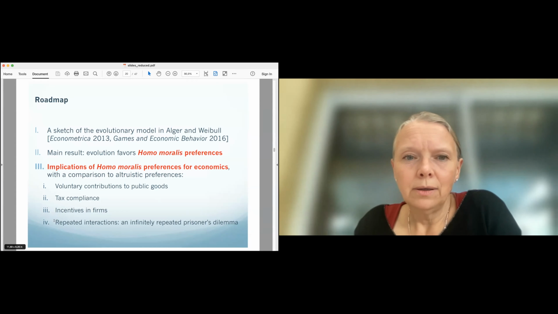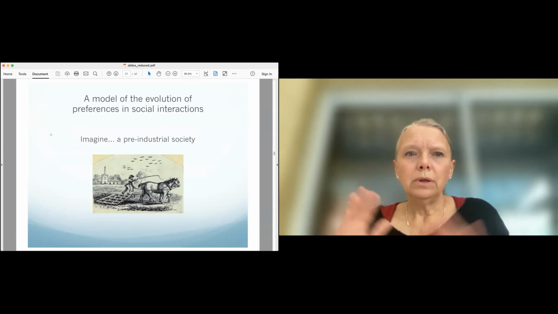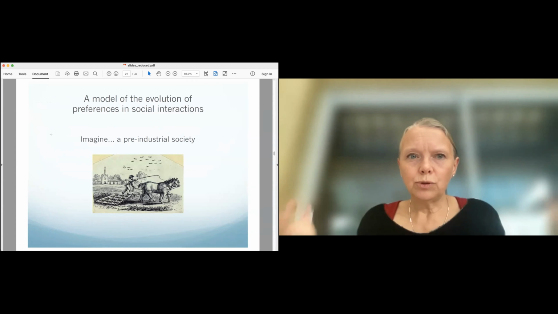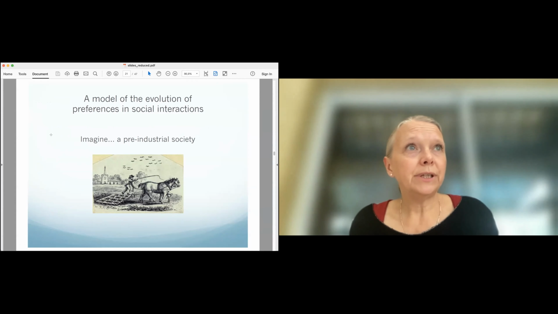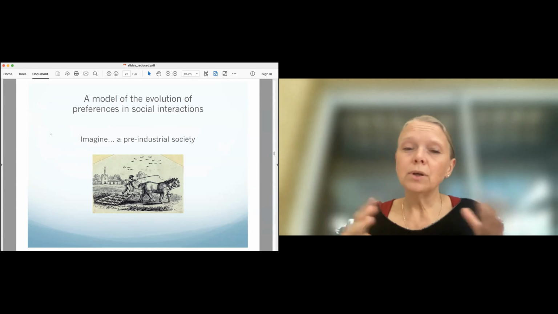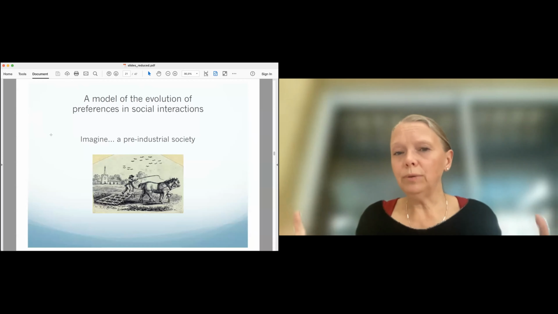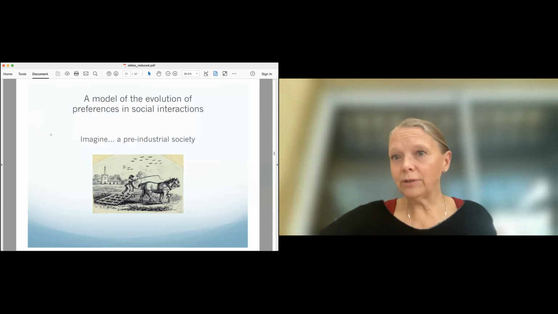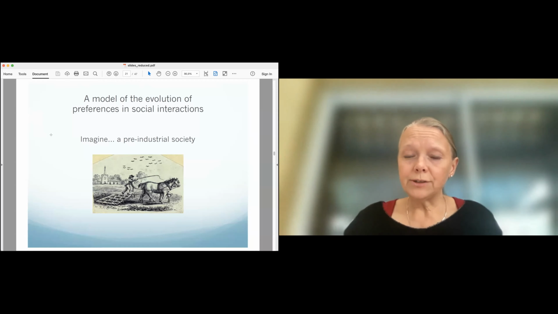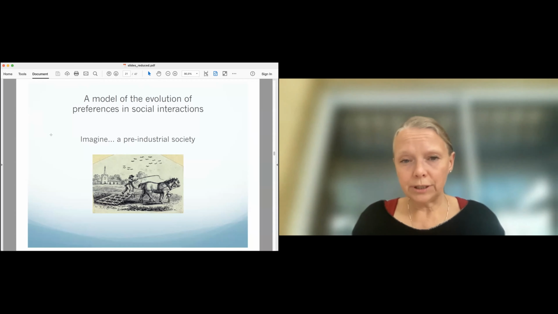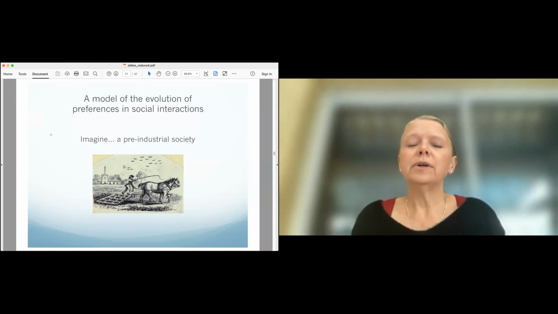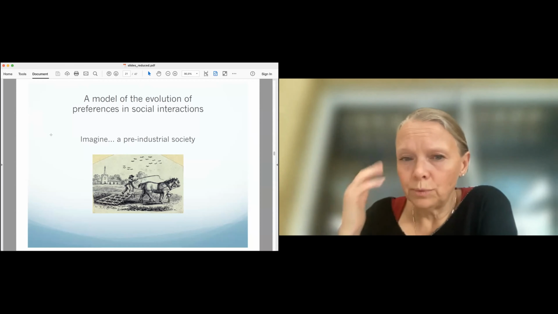All right. So let's think about this model of the evolution of preferences in social interactions. And I really like to think about pre-industrial times, where the environment was quite stable throughout generations. Of course, there were shocks, but more or less, most people lived as self-sustaining farmers in a climate that did not vary too much, right, in local conditions. And so this is the kind of society that I would like you to have in mind now.